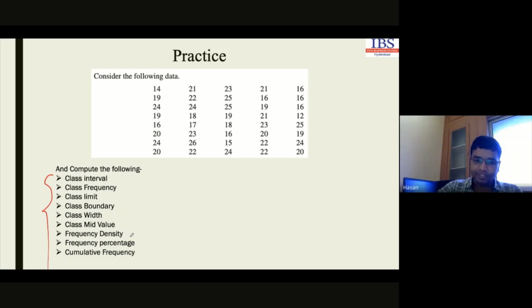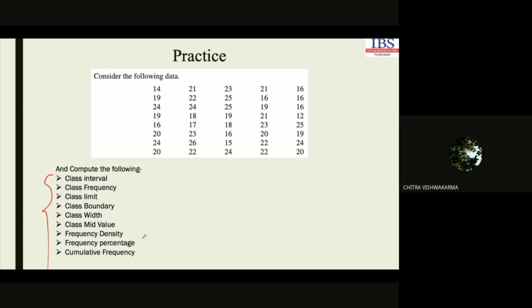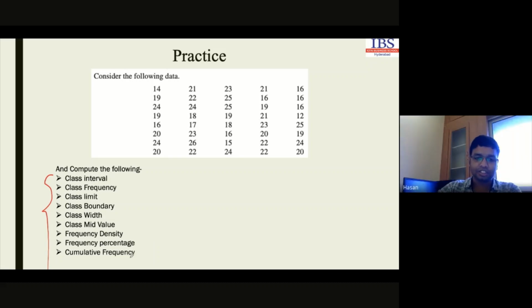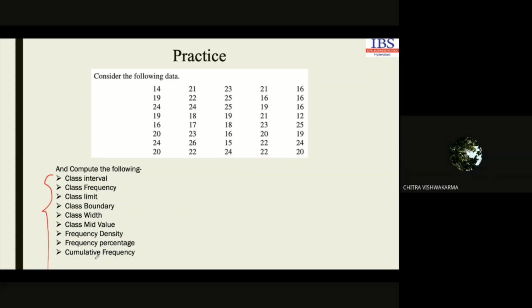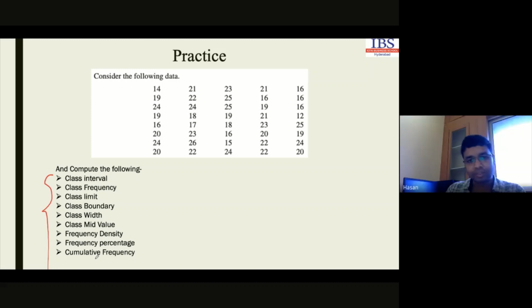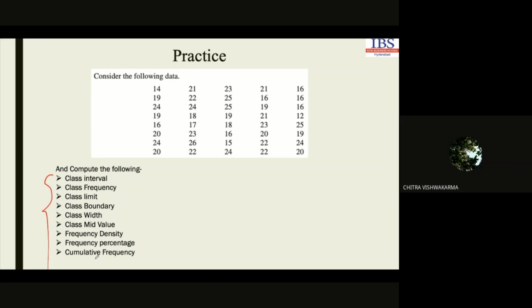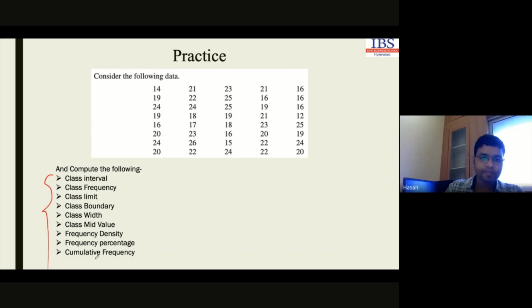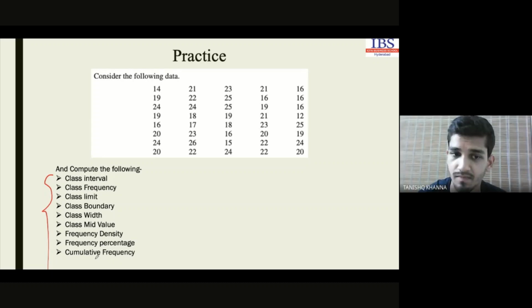Then frequency density is the ratio of the frequency of a particular class divided by the class width. Frequency percentage: just multiply the previous thing by 100. And the last one is cumulative frequency. So I have discussed each and every point. Now you can solve it. Have you noted down the problem? Everyone done? So we can move forward, right?